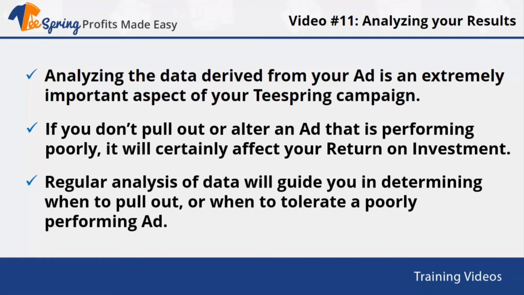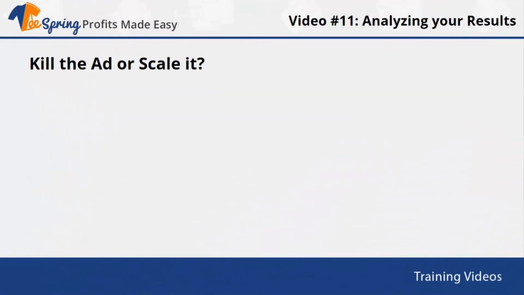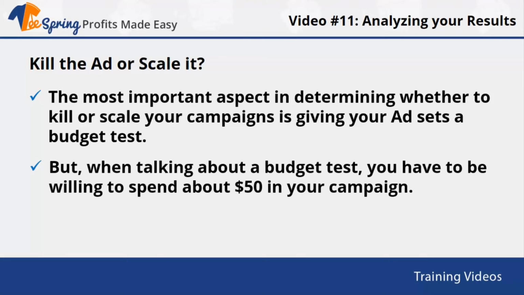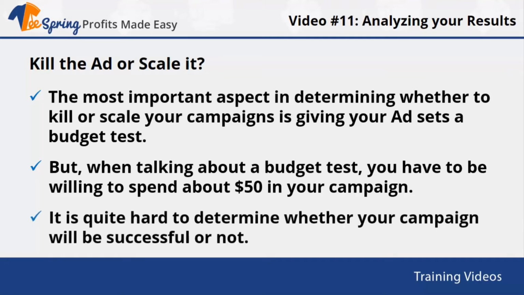Kill the ad or scale it. The most important aspect in determining whether to kill or scale your campaigns is giving your ad sets a budget test. If the test doesn't work out, then you'll have nothing to worry about. But when you're talking about a budget test, you have to be willing to spend about $50 in your campaign. If you find this to be too much, then Teespring is probably not a good venture for you. Since many variables are involved in the generation of your campaign stats, it is quite hard to determine whether your campaign will be successful or not.